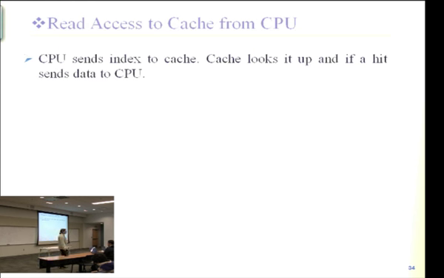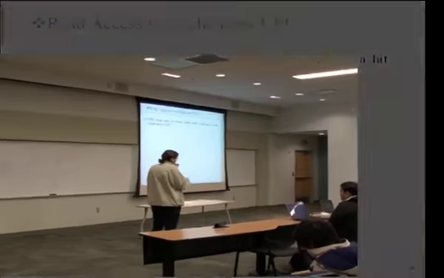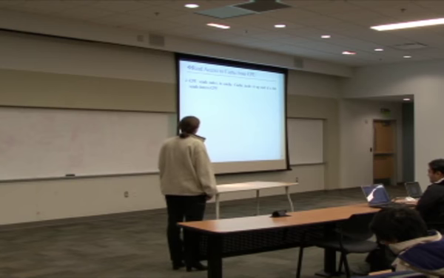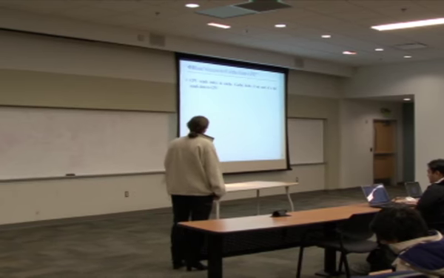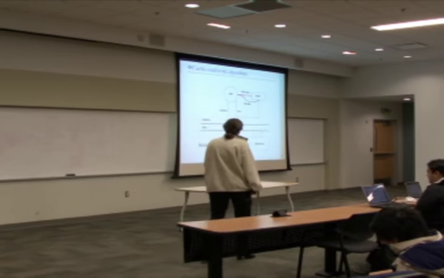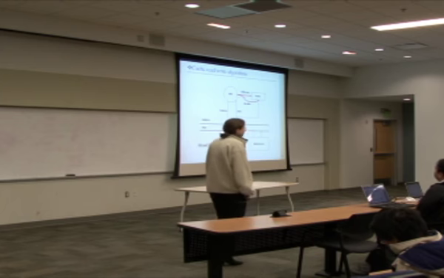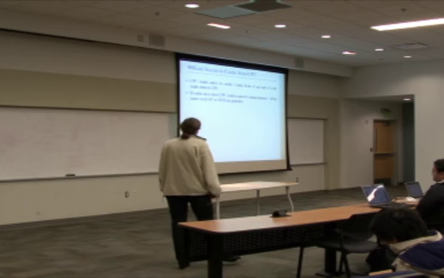So now we're getting to the read and write access to cache. How do we do that? Well, the first thing is the CPU sends the index to the cache to see if the data is there. If it's a hit, then the cache sends back the data. This is the picture of how it looks. You have a CPU, index and tag, you find the address in the cache, and you send the data back if it was a hit.